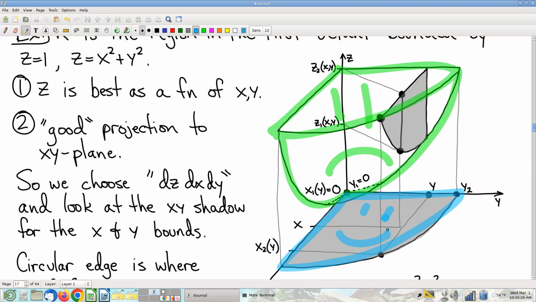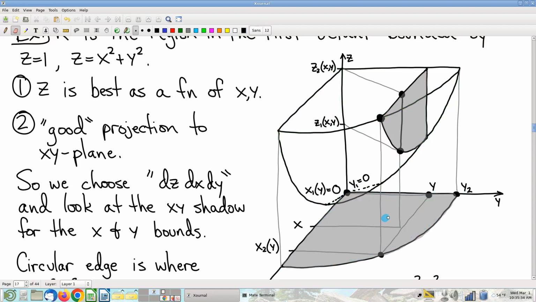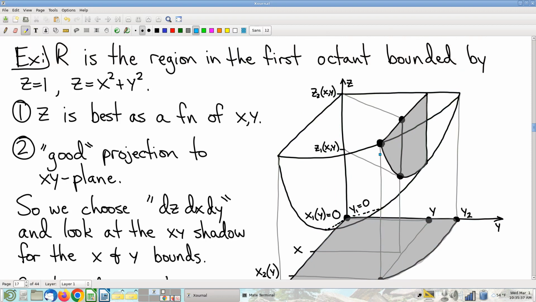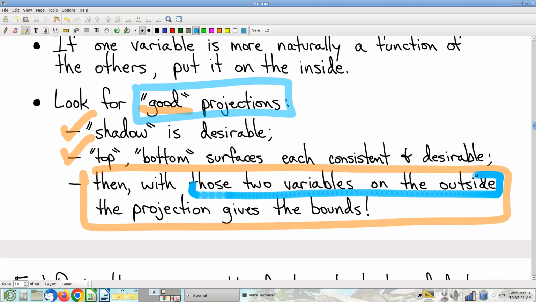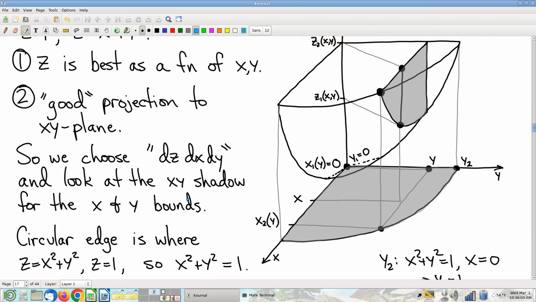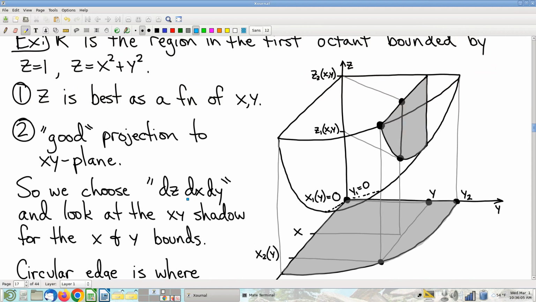Okay. Sounds like everybody buys it. So let's actually do that. By the way, the one detail that I've left out. When you have a good projection in one direction or another, whichever plane you are projecting into, you want to put those two variables on the outside in the order of your differentials. So the projected variables on the outside.